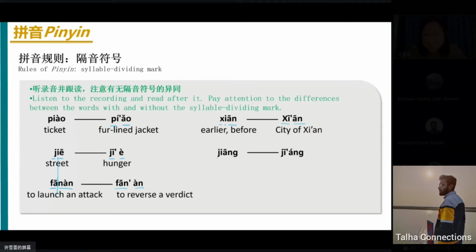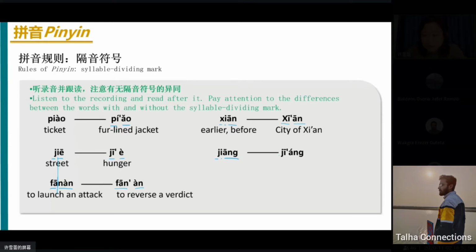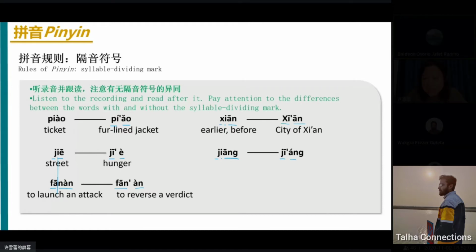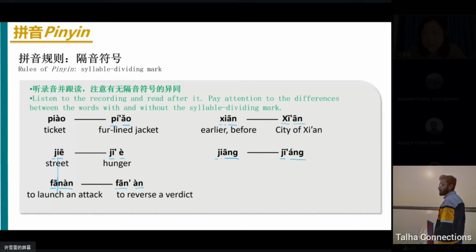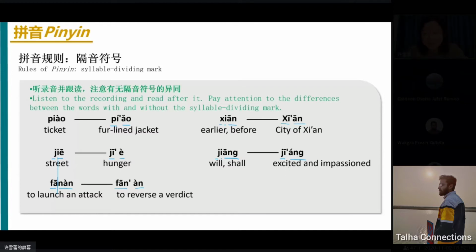Another example. 鸡一昂江, that's one syllable. And it is 鸡一鸡昂鸡昂. There are two syllables. 江 means shall, will. But 激昂, the two syllables, means excited or impassioned. Alright, so different meaning.